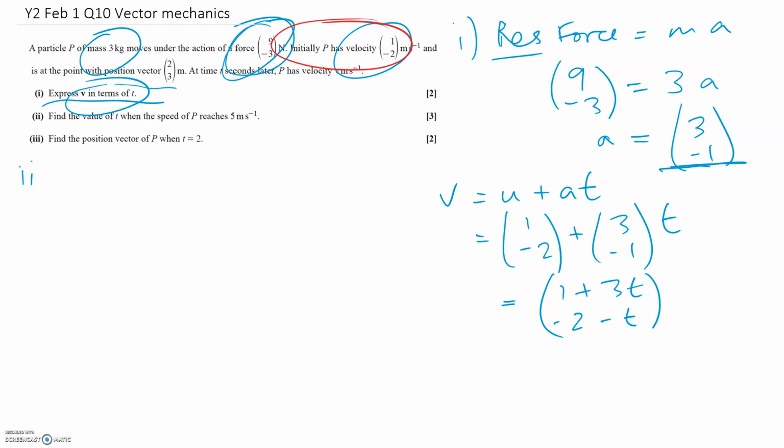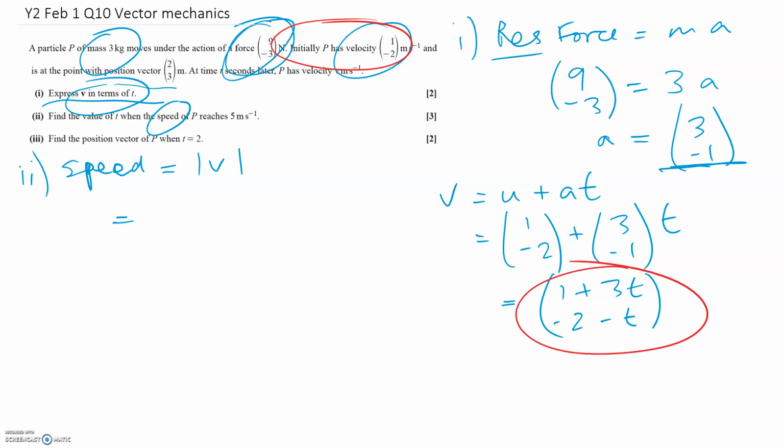Part 2, it's talking about speed. Now remember, speed is the modulus of the velocity, and so the speed is going to equal the modulus of our previous answer. So if we do the modulus of this, we know that's got to equal 5. The speed is 5. To do the modulus, we use Pythagoras. So we're going to do 1 plus 3t all squared plus minus 2 minus t all squared.